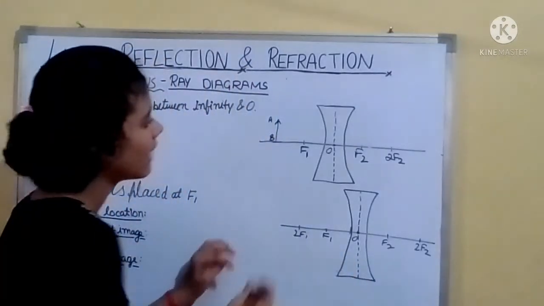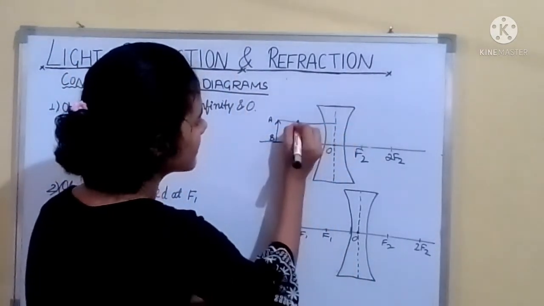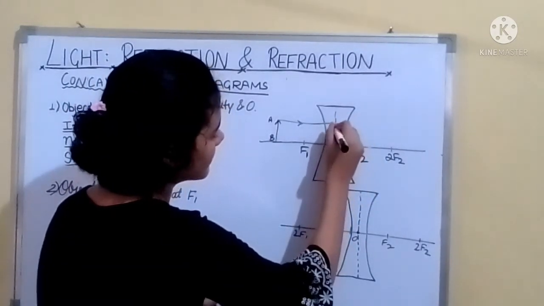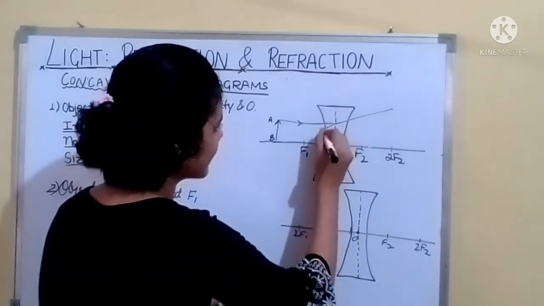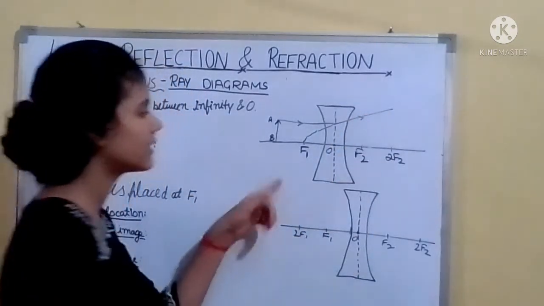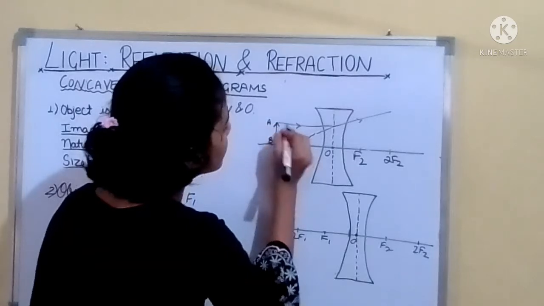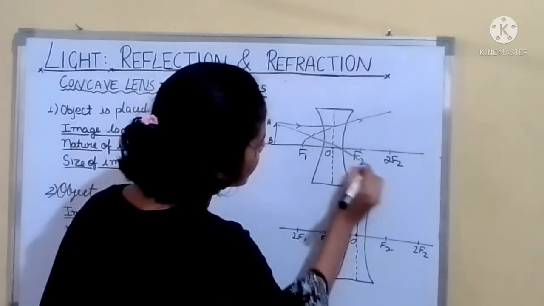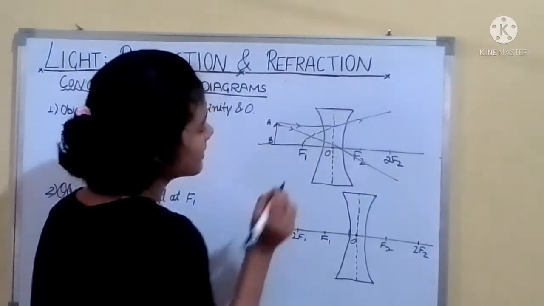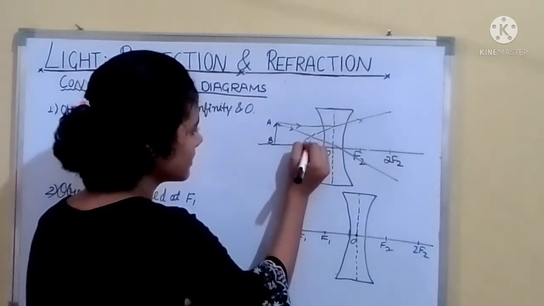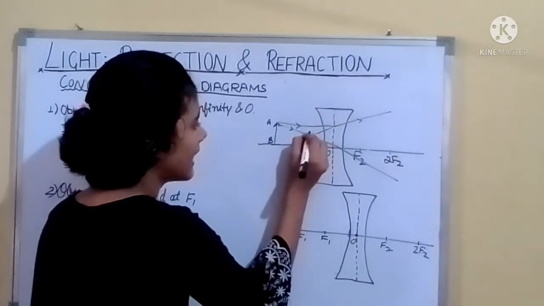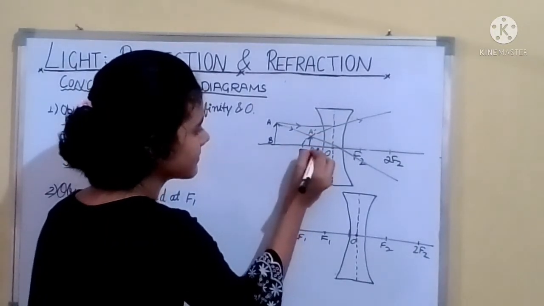Now a parallel ray will come like this, right? Then it will get diverged, so a dotted line is like this. It will get diverged because it is a concave lens. Then one ray will pass through the optical center, and it will pass straight. So the image is formed over here, and that too diminished. The name is A dash and B dash.